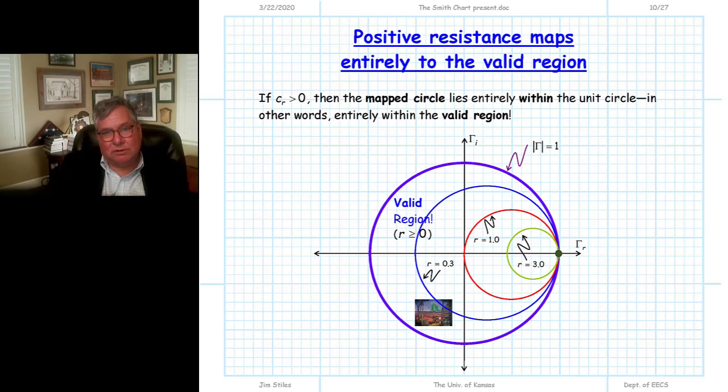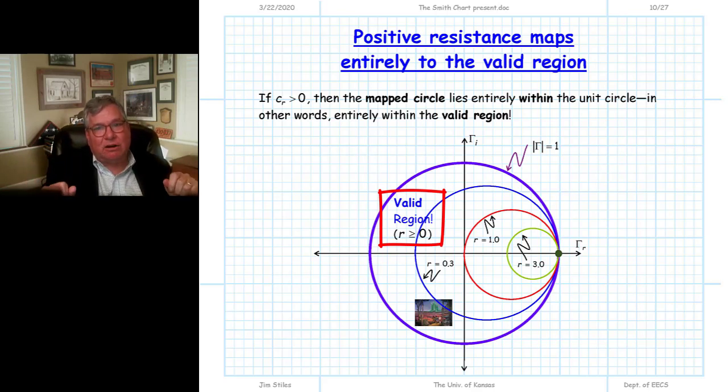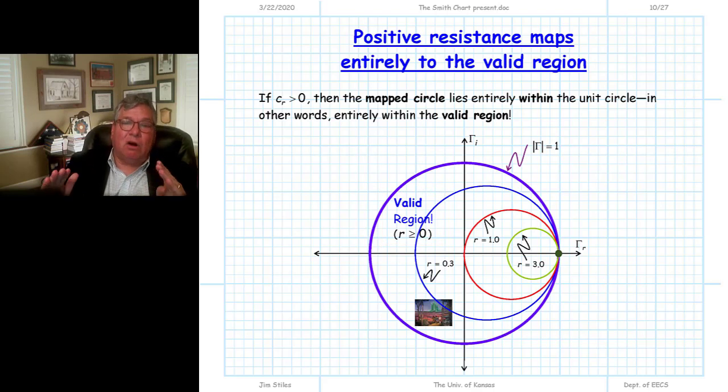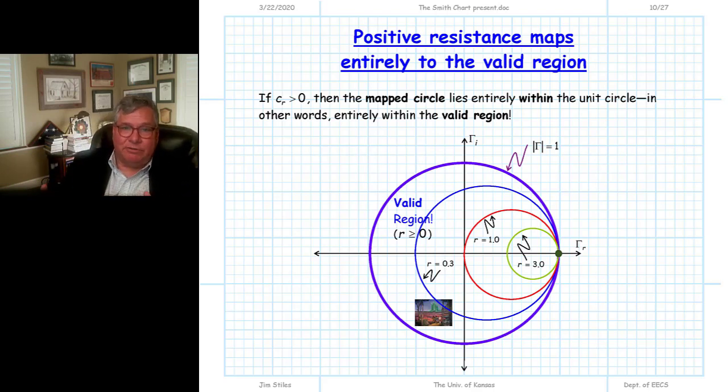Notice every one of these circles is inside of the unit circle. And this is important because the unit circle, of course, defines the valid region. Now, this makes perfect sense. We've constrained ourselves to resistances that are greater than or equal to 0. R equal to 0, R equal to 0.3, R equal to 1, R equal to 3, and so forth. Since the resistance, the real part of all these examples, is positive, they must by definition lie in the valid region of the complex gamma plane. And the valid region of the complex gamma plane is in fact inside the unit circle.